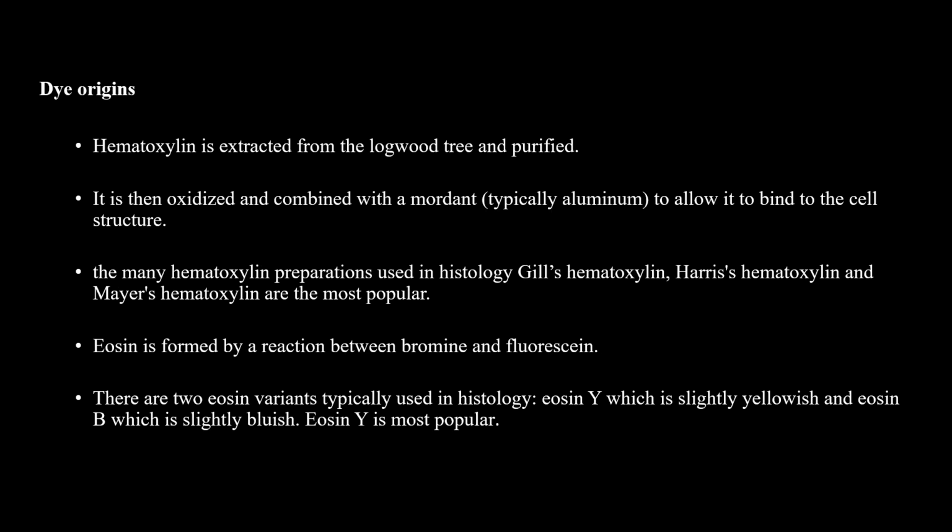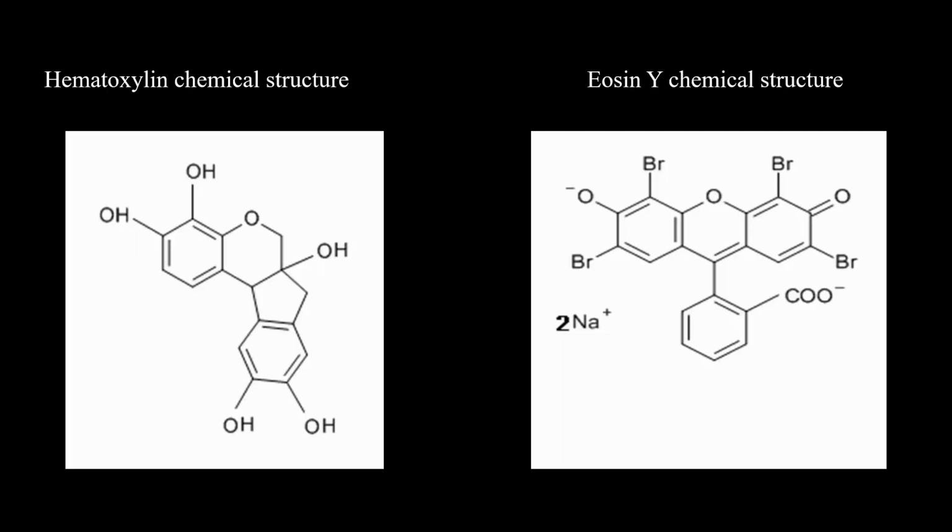Dye organism. Hematoxylin is extracted from the logwood tree. Typically aluminum is used to bind the cell structure. Hematoxylin, Harris hematoxylin is the most popular. Bromine and fluorescein react, eosin is formed. Typical histological uses: eosin Y, which is slightly yellowish, and eosin B, slightly bluish. Eosin Y is most popular. Hematoxylin chemical structure, carbon and OH group. Eosin Y chemical structure.